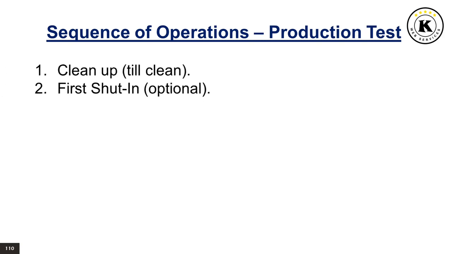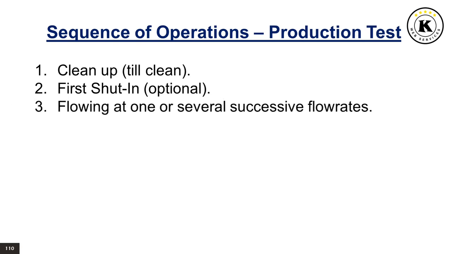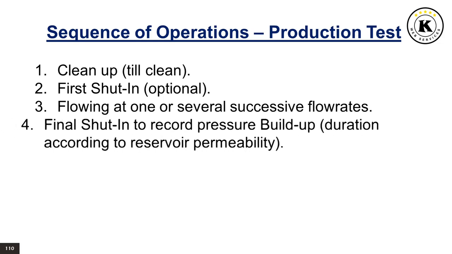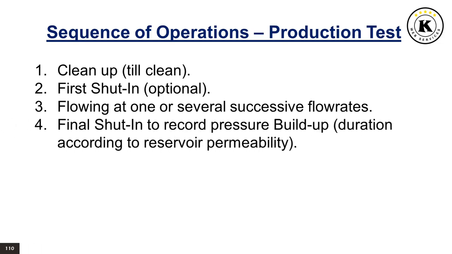Sequence of operations, production test. 1. Clean up, till clean. 2. First shut-in, optional. 3. Flowing at one or several successive flow rates. 4. Final shut-in to record pressure buildup, duration according to reservoir permeability.